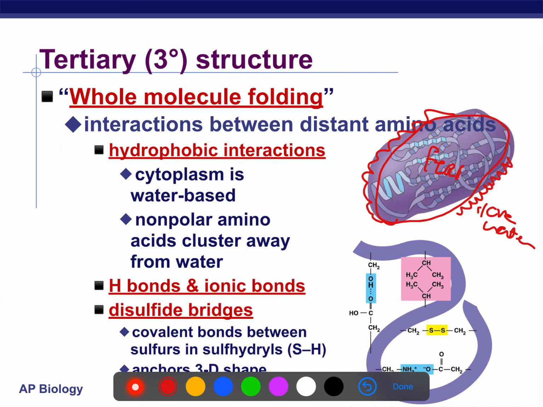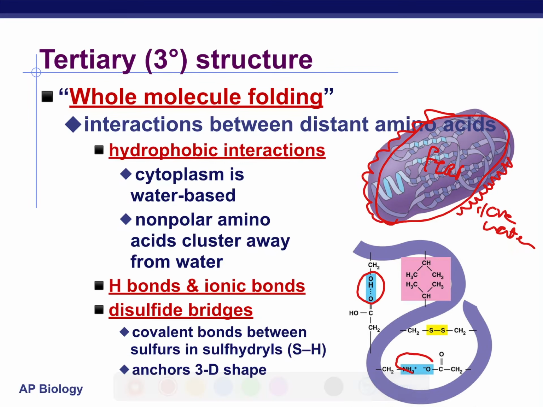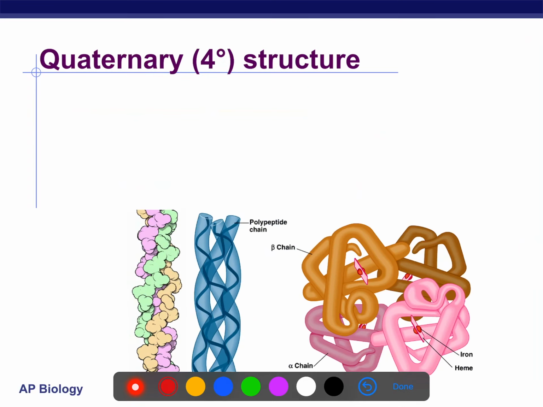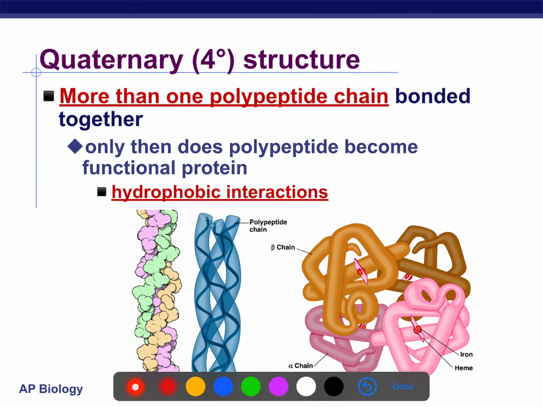It's just through hydrogen bonding, through ionic bonding, and then through those disulfide bridges. So here you have two R groups connecting with a hydrogen bond. Here you'll have an ionic bond, and then here you'll have that disulfide linkage. And this is really what holds that shape. These are going to be anchoring that 3D shape that the protein is going to have.